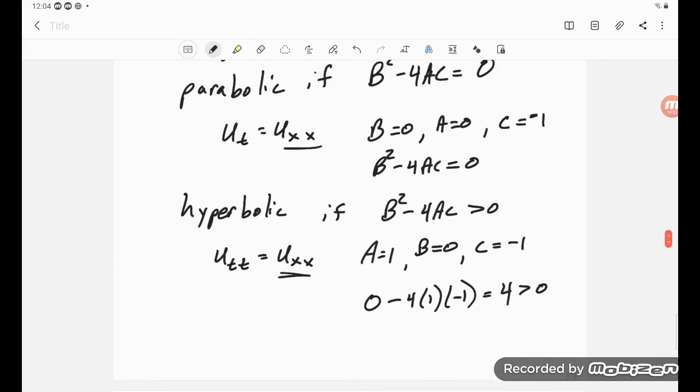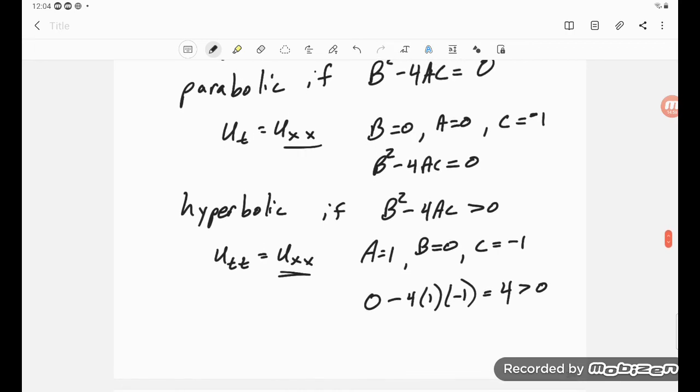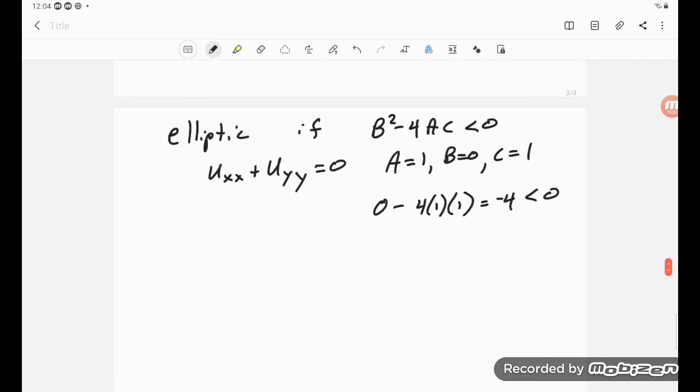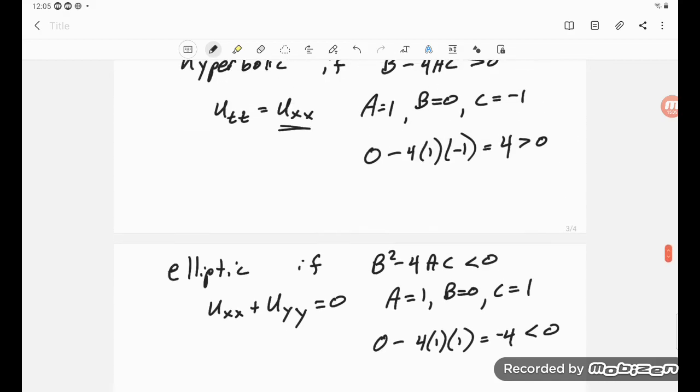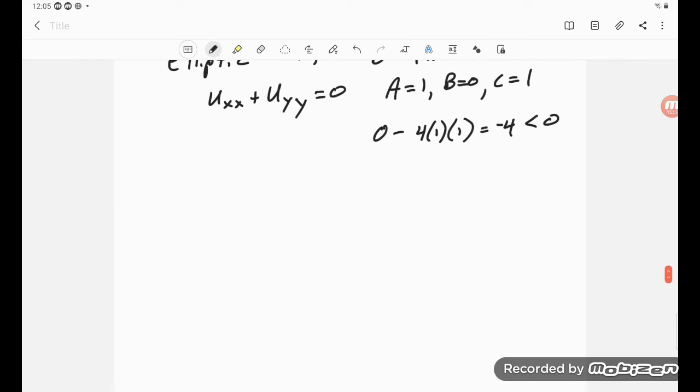My dissertation work looked at numerical methods for the parabolic and elliptic types of equations. I didn't do anything with the hyperbolic, just the parabolic and elliptic.